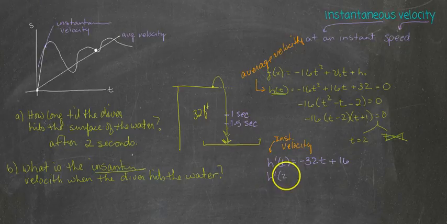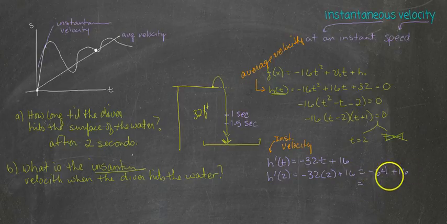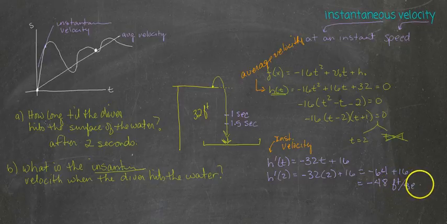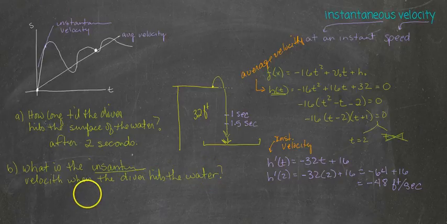So the h prime of 2 equals negative 32 times 2 plus 16, which equals, yikes, negative 64 plus 16. Oh, I didn't know I was going to have to do hard math today. Negative 64 plus 16, negative 48. So negative 48 feet per second. I forgot my units for a minute. Feet per second. And the negative just means that the diver is moving toward the earth. Positive means moving away from the earth, and negative means moving toward the earth. So I can say that the instantaneous velocity when the diver hits the water is negative 48 feet per second, or 48 feet per second. Depending on how you word it or phrase it, you could make that negative or positive.